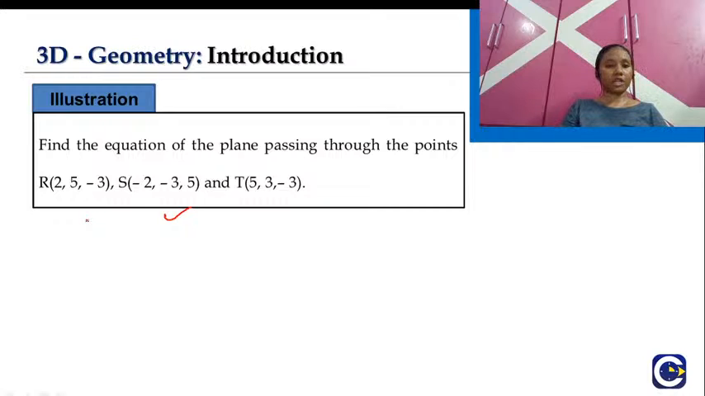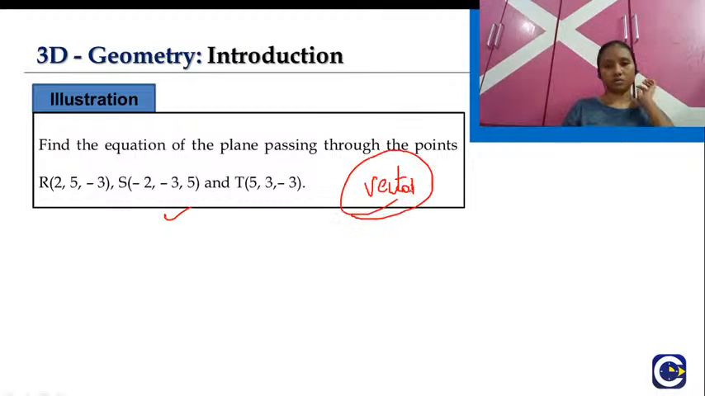So 2, 5, minus 3 is my point R. Point S is having coordinates minus 2, minus 3 and 5. And point T is having coordinates 5, 3 and minus 3. So you can find it in vector form. So try and find it in vector form.